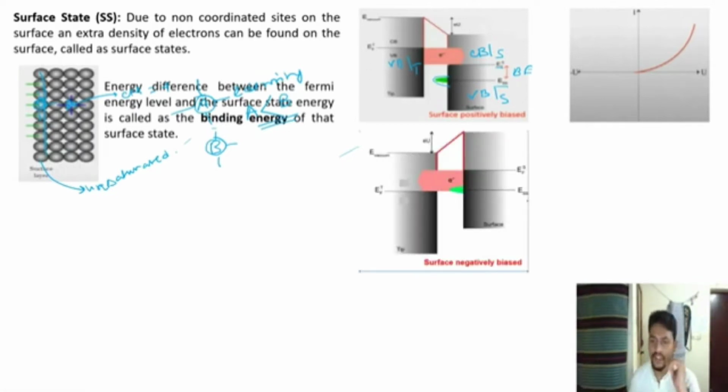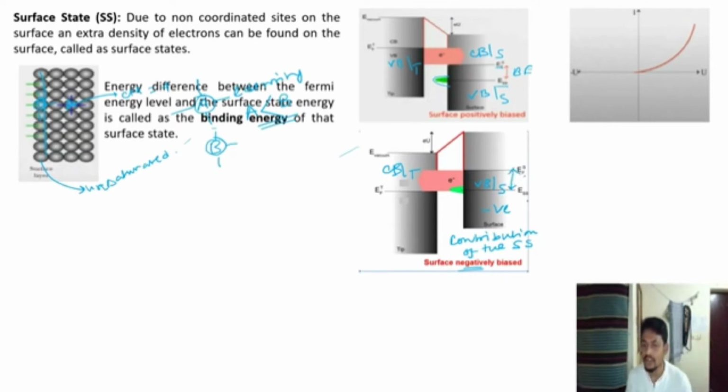Now if we apply a negative bias, right? Negative bias means the surface is now negative. Then electrons go from the valence band of the surface towards the conduction band of the tip, right? Now you can easily see that electrons from the surface state are also going to the conduction band. So if we plot this I versus V now, we will get an interference, or a contribution of the surface state whenever we apply negative bias, because it will obviously depend upon the position of the surface state, right? And let me tell you, the surface state position, or you can say the binding energy, because this is nothing but the binding energy.